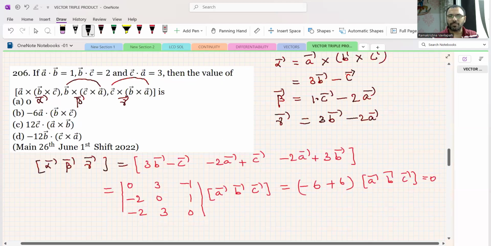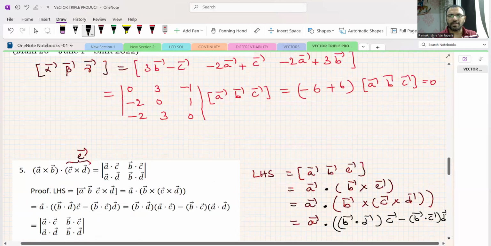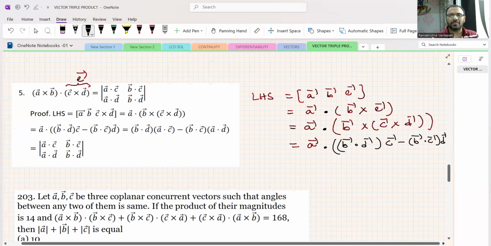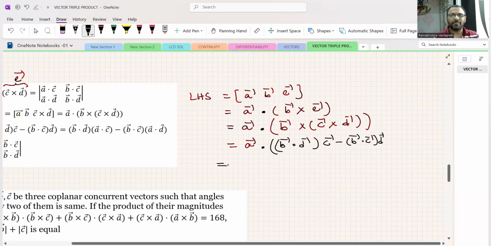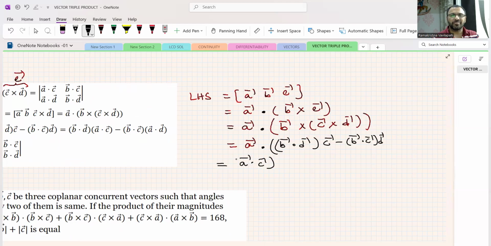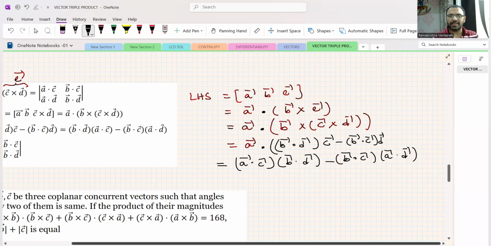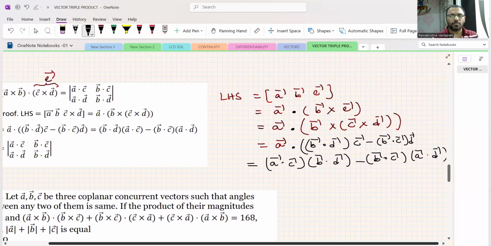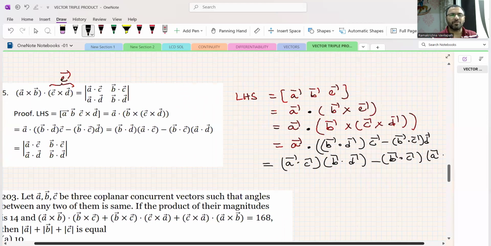Now taking the dot product, you will get the answer. This implies A dot C bar into B bar dot D bar, isn't it? Minus B bar dot C bar into A bar dot D bar. This is over. Excellent. The proof is very, very good.